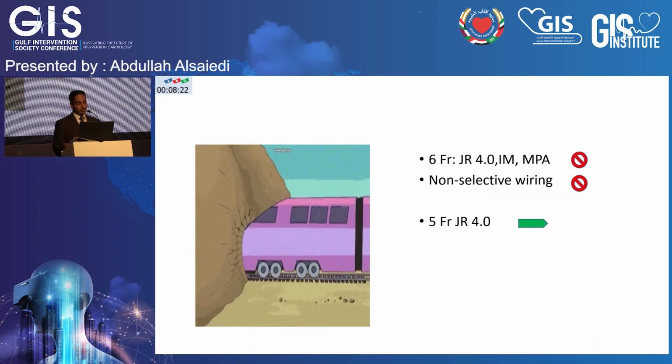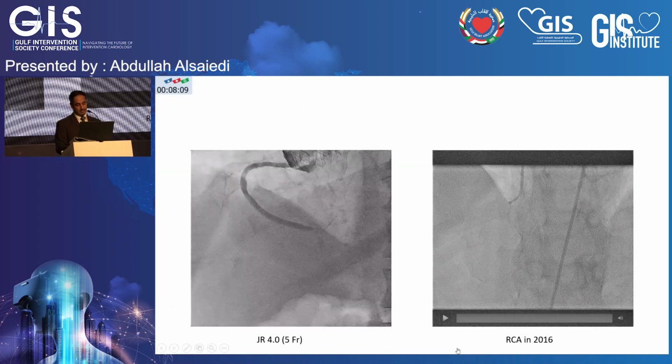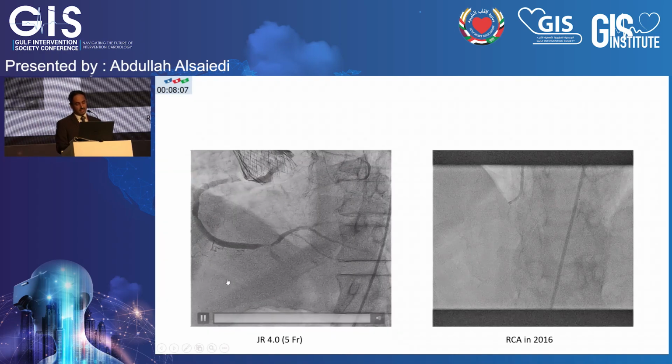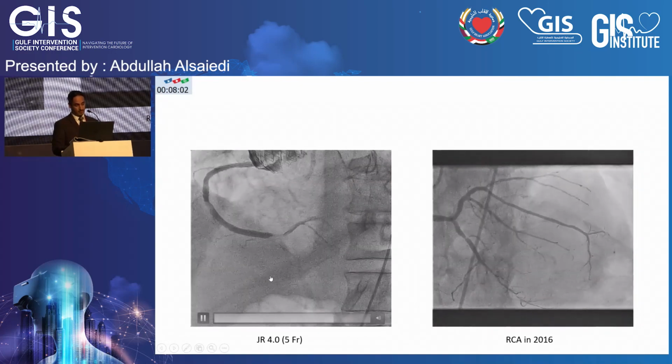In our patient, we tried 6 French JR4, IM, multi-purpose, and nothing worked. Non-selective wiring, nothing worked. So we went with a 5 French JR4, and we could see clearly that the distal RCA, at the bifurcation of PDA and PL branch, is actually the culprit for his non-STEMI.